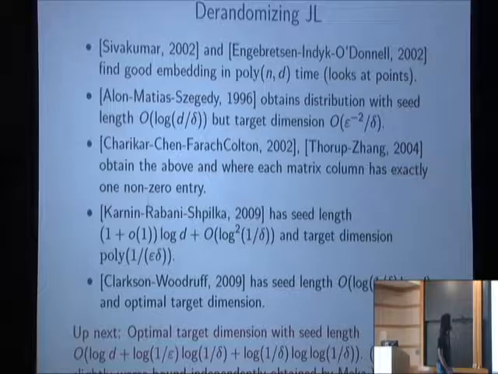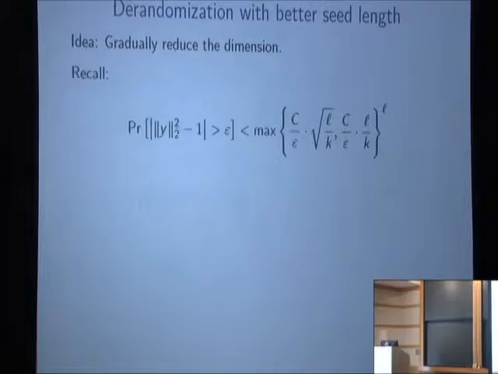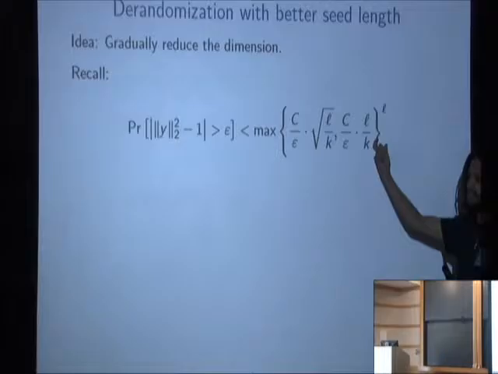Okay. And really, the idea to get this derandomized variant is right here. If you use log 1 over delta-wise independence right away, then that forced you to set k to be something, right? Okay, so this is what's going to happen. I'm going to gradually reduce the dimension, and remember that this was the tail inequality that I had before. If I set k to be something really, really large, then I don't need L to be that large anymore, right?